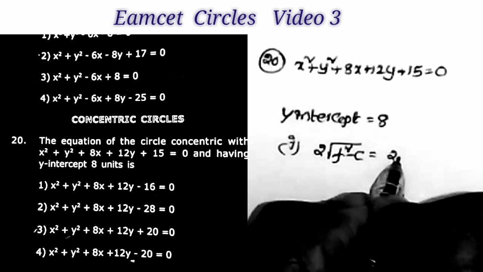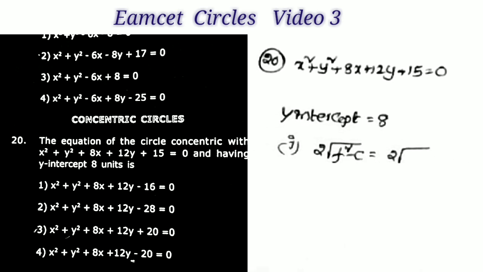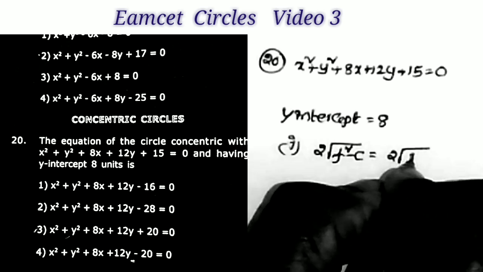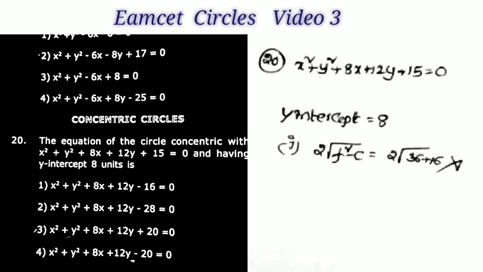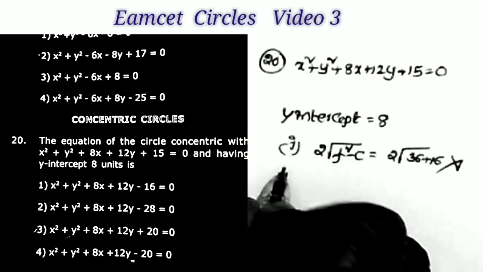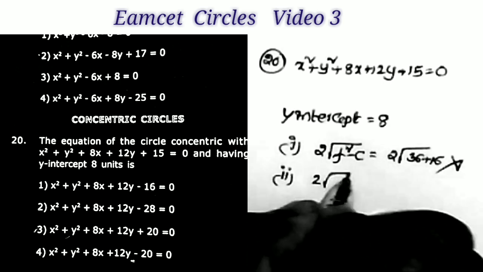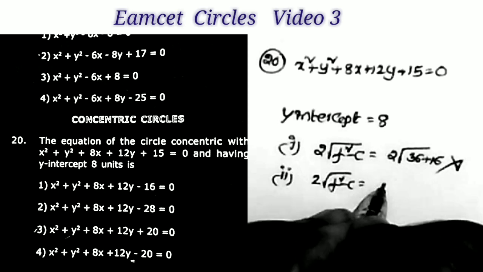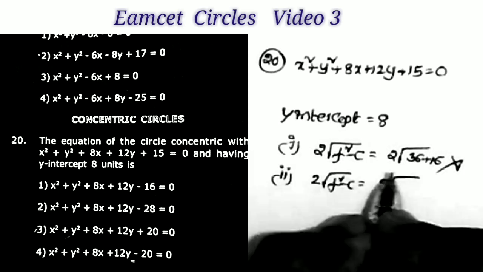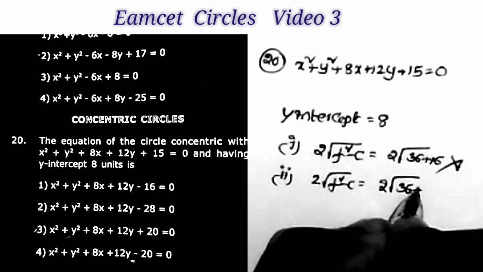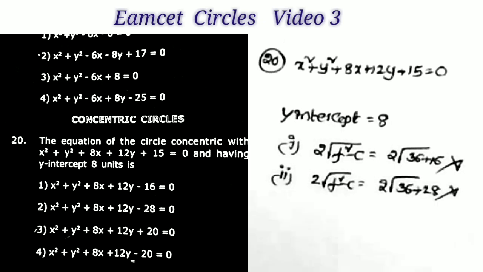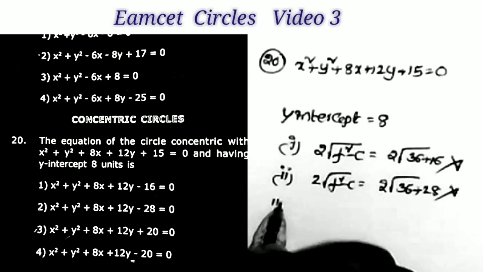Now finding this value for the first option. What is the f value in the first option? f is equal to 6. That is root of 36 minus of minus 16, which is not equal to 8. So the first option is not the correct answer. Now checking the second option, 2 root f square minus c. Again here also f is equal to 6. That is f square 36 plus 28, which is not equal to 8. So this is not the correct answer.